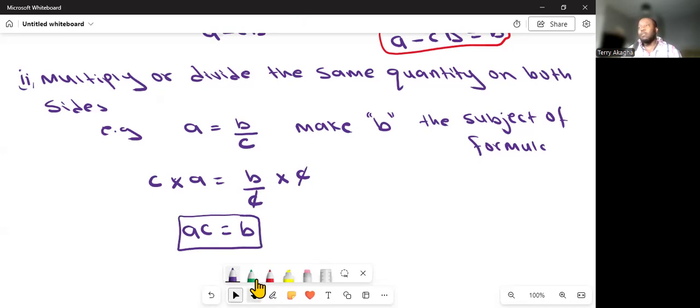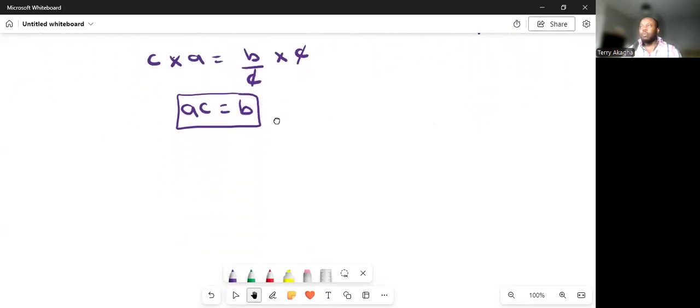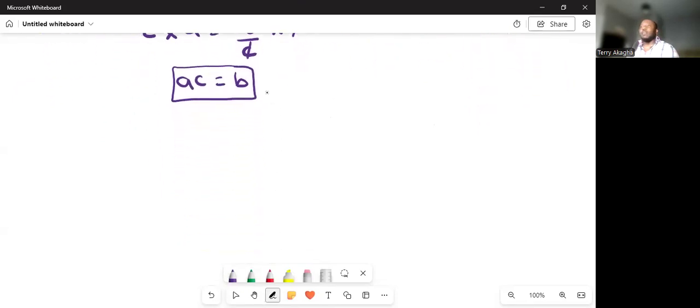Also, you can also divide. So if we had, for instance, A is equal to BC, and you want to make B the subject of formula.